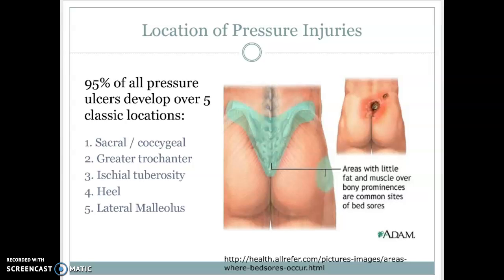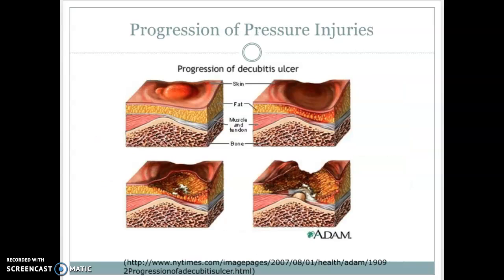In the previous PowerPoint, we talked about the different positions, supine, side lying, prone, and which areas are at risk. Generally speaking, 95% of all these pressure ulcers or injuries develop over these five locations. I just slapped the table, sounds like an exam question to me. Sacrum, coccyx, greater trochanter, ischial tuberosity, heel, calcaneus, and lateral malleolus. So those are the top five contenders for pressure injury locations.